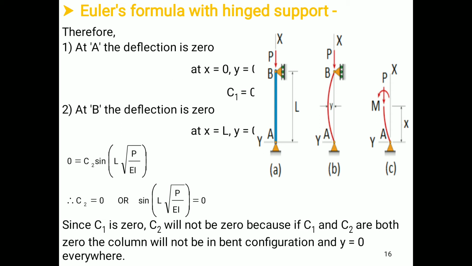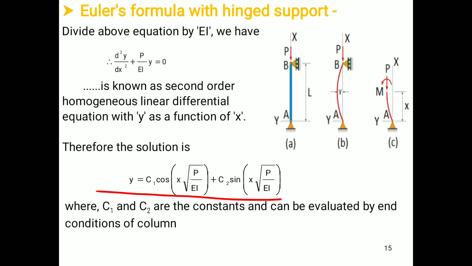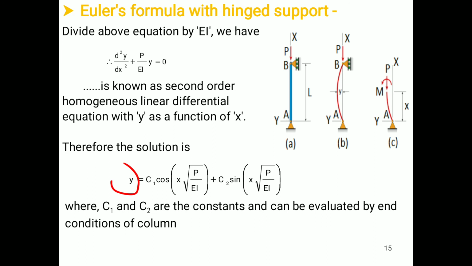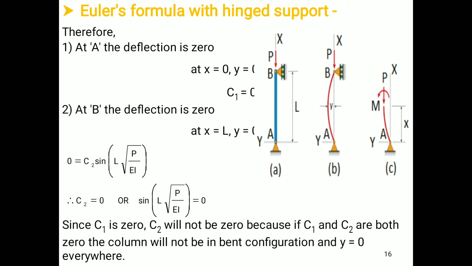If you put x = 0 and y = 0 in this equation, we will have c1 = 0, because sin of 0 becomes 0, but cos of 0 becomes 1. Therefore this equation will give you the value of c1, and that is equal to 0.